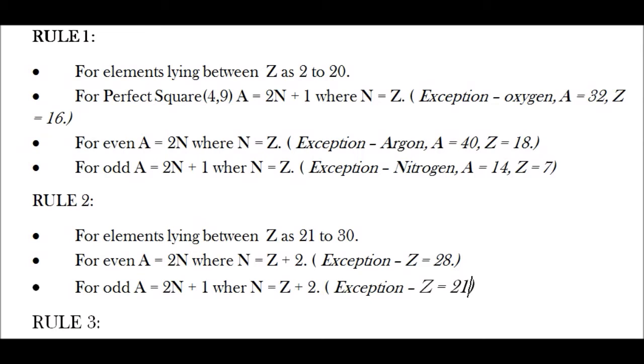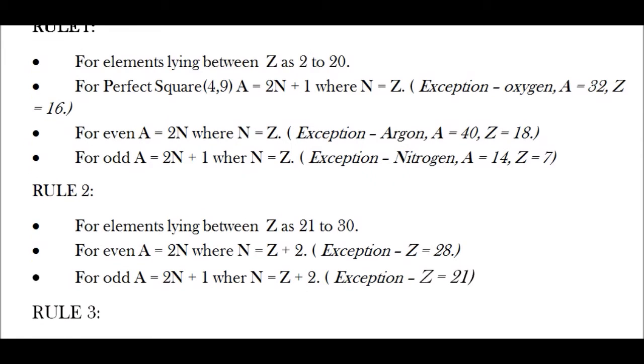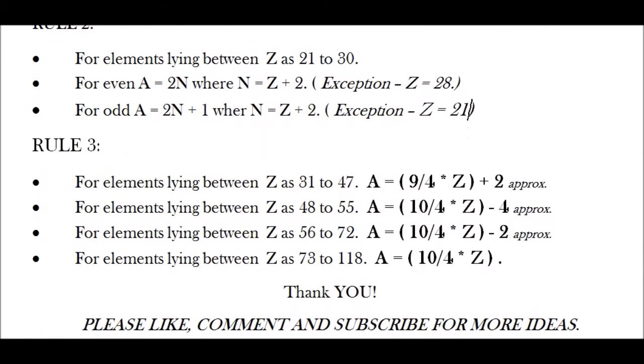So let's go to our last rule. Now it is important to know that the atomic masses between 2 to 30 are the most important, and hence you must know them all by heart. And definitely I hope you all know that atomic number 1, hydrogen, has an atomic mass of 1. So let's go to rule number 3.